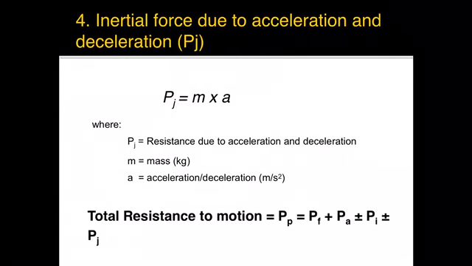So the next parameter which will cause resistance to the motion of the vehicle is inertial force due to acceleration and deceleration. How is it important, and where does it come into the picture?